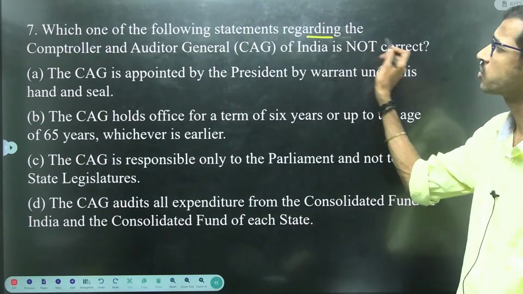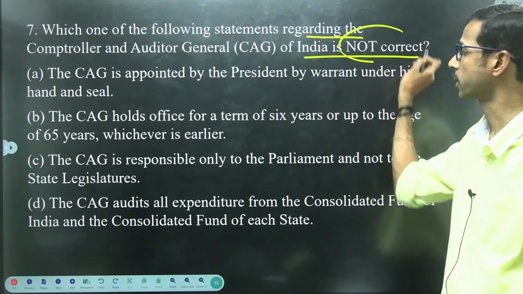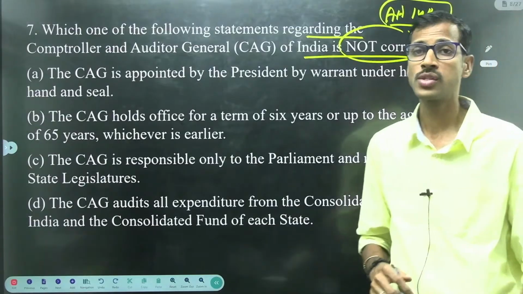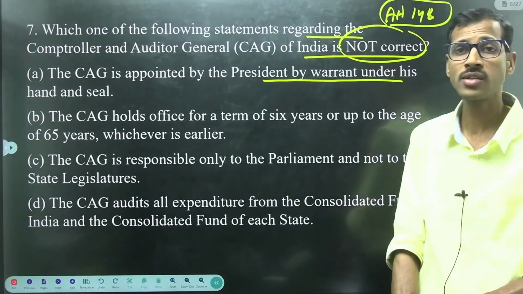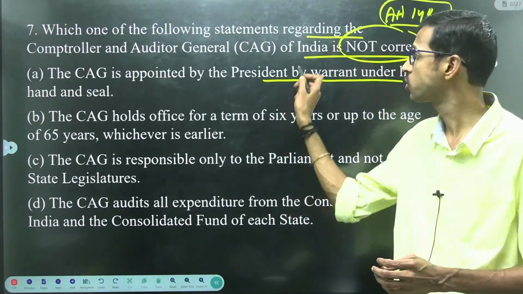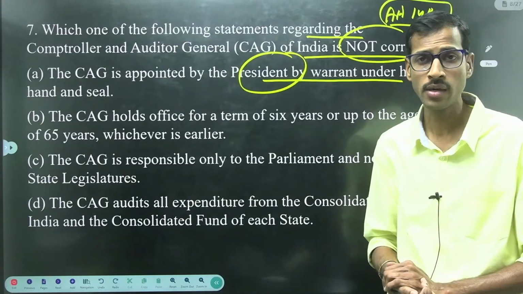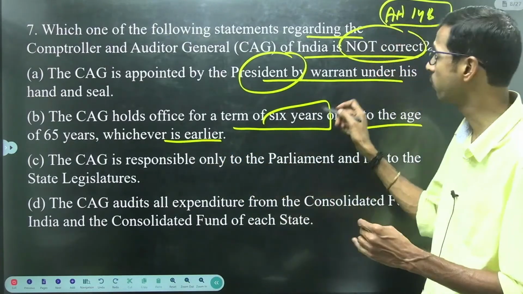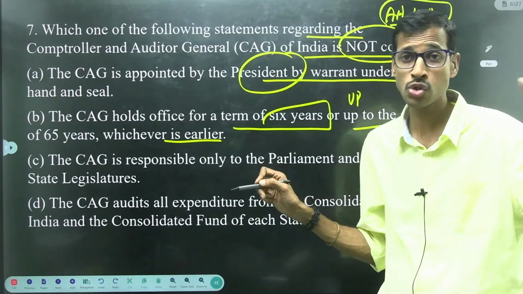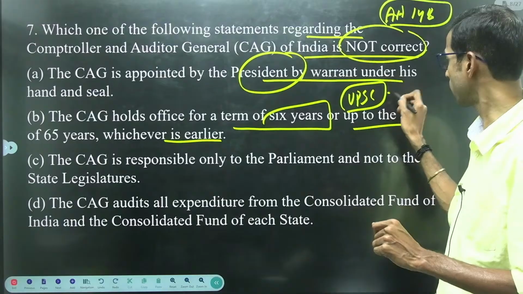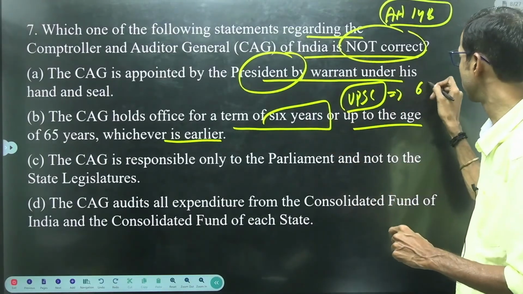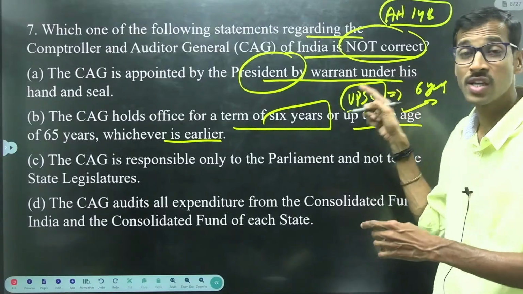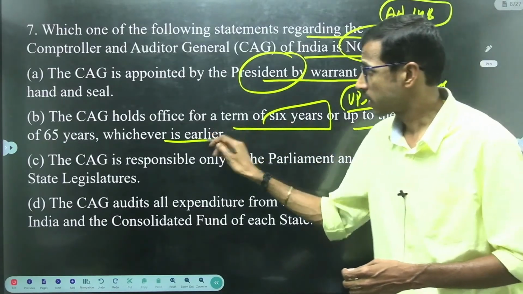Which one of the following statements regarding the Comptroller and Auditor General of India is not correct? CAG is very important, related to Article 148. CAG is appointed by the President by warrant under his hand and seal. His tenure is 6 years or up to the age of 65, whichever is earlier. If you compare with the constitutional bodies we discussed previously, like UPSC, it is also 6 years or up to the age of 65, especially for the chairman of UPSC. So this is correct. This is also correct.